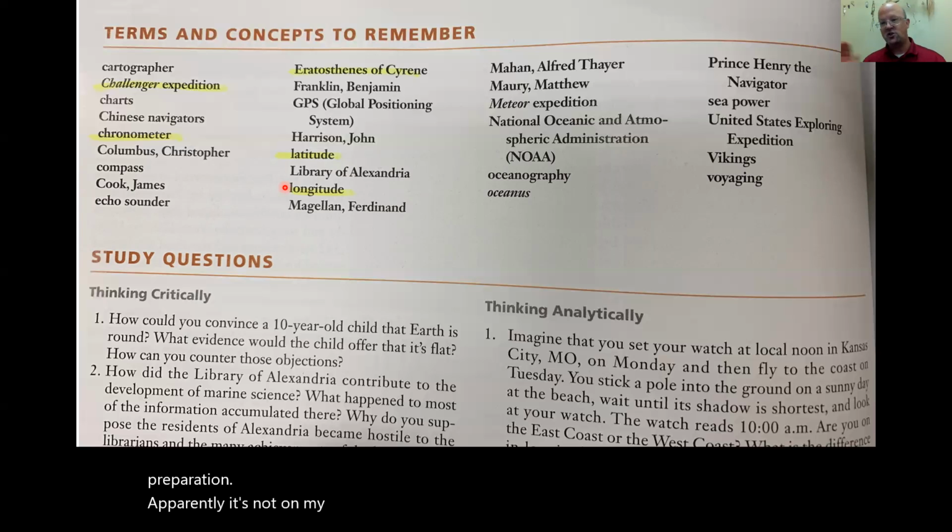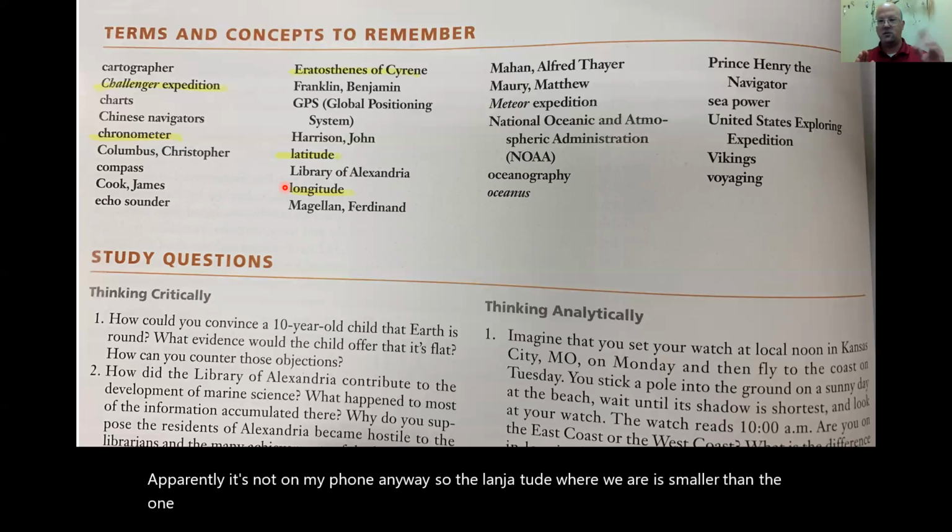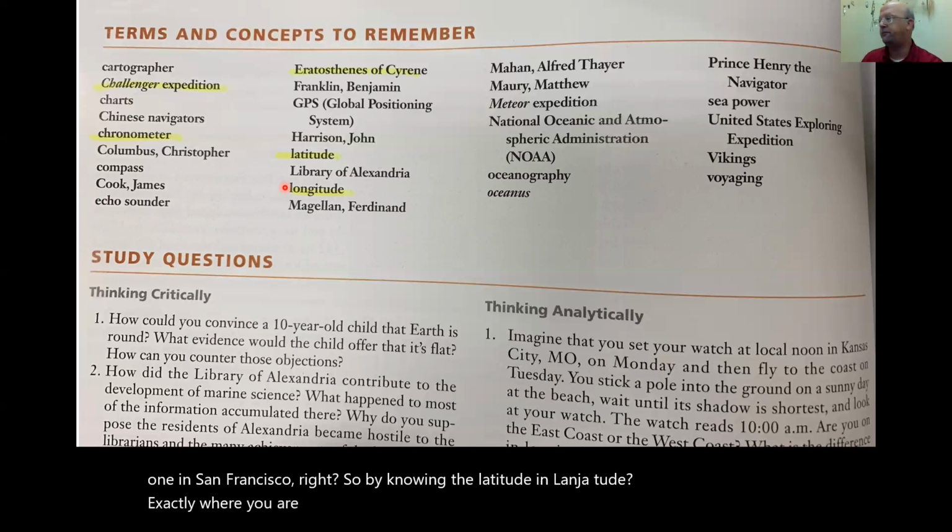Anyway, so the longitude where we are is smaller than the one in San Francisco, right? So by knowing the latitude and longitude, you know exactly where you are, right? It's kind of like an XY coordinate if you want to think of it that way.